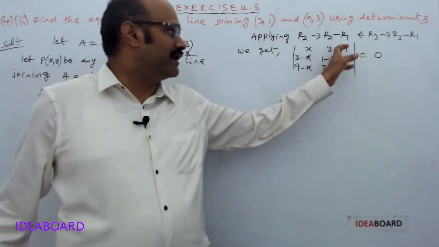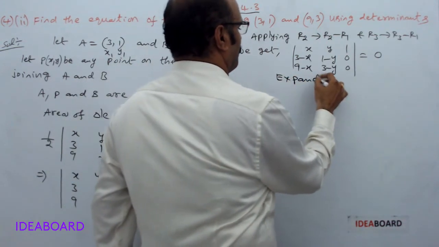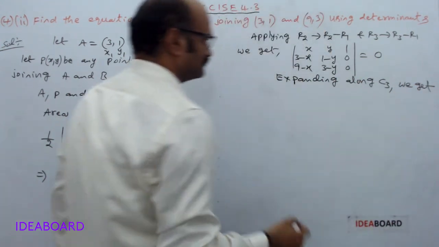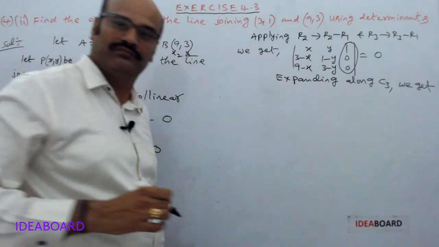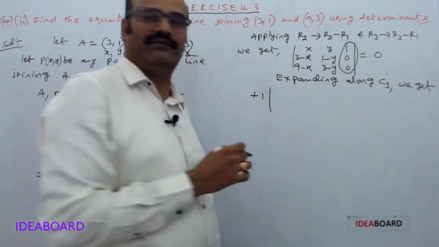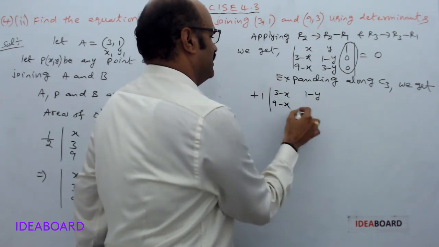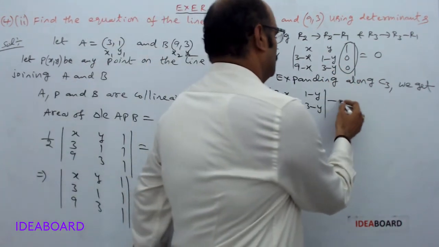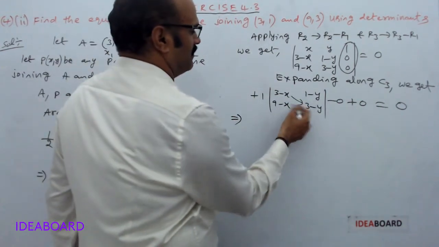Now here expand along C3. Expanding along C3, we get plus 1 into determinant of (3 minus x, 1 minus y, 9 minus x, 3 minus y), since the signs are plus minus plus. Next minus 0, next plus 0 equal to 0. Then now here it becomes, multiply these two.